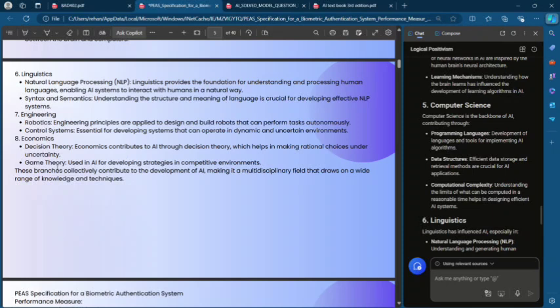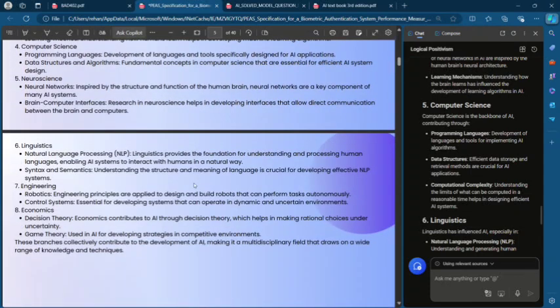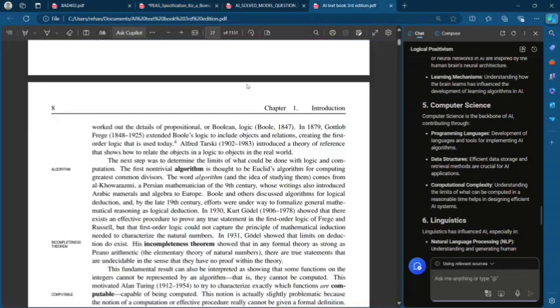Economic decision theory. See, decision theory comes here under economics, and game theory is used in AI for developing strategy in a complex environment. You can simply talk about how games are created and how economics contributes to AI through decision theory, which helps in making rational choices under uncertainty. I hope I have explained all this fundamental and given you proper knowledge about whatever is there. Okay, just use those keywords, all those things.